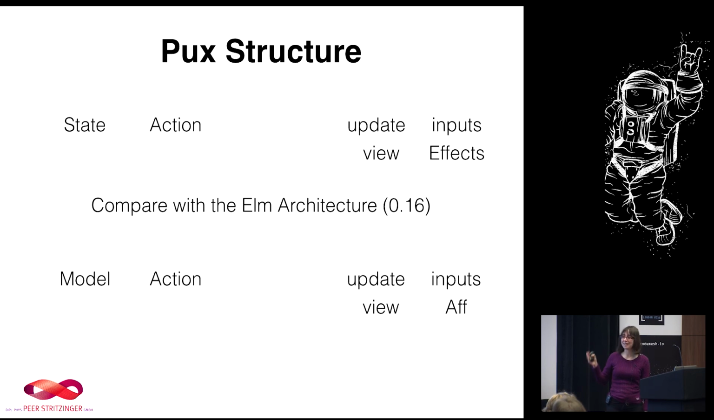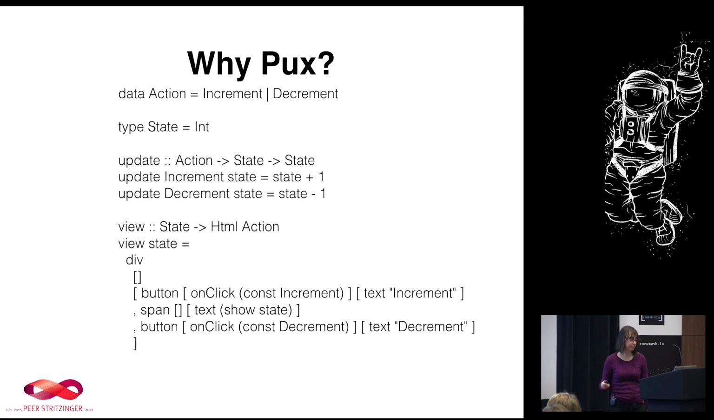So Pux structure, I said, is very similar to the Elm architecture, and I'll prove it. And this is 0.16, as you can see, the names are basically the same. So below is the Elm architecture, and up is Pux. Model is state, action is action, update is update, and view is view. You even have inputs. But the only thing that's different is basically in Elm you have effects, and in PureScript you have to deal with PureScript effects, which are called Eff and Aff. And this is some code that is a Pux app. And it probably reminds you of an Elm app.